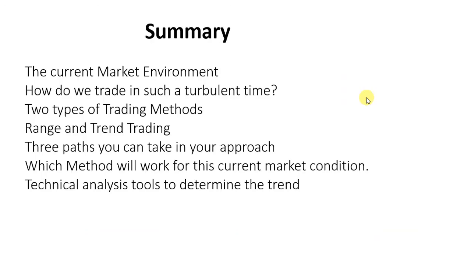So let's summarize what we have learned in this short video. We've talked about the current market environment and how we trade in such turbulent times. We looked at the two types of trading methods, range and trend. We looked at three paths you can take and which method I think will work for this current market condition. And we looked at two technical tools we use to determine the trend.